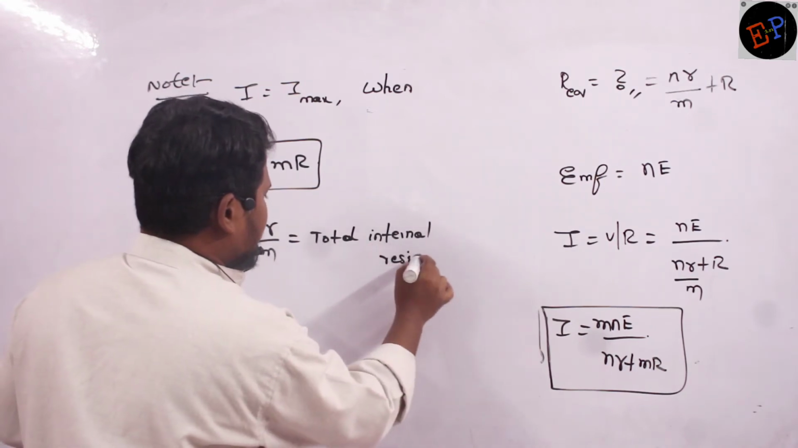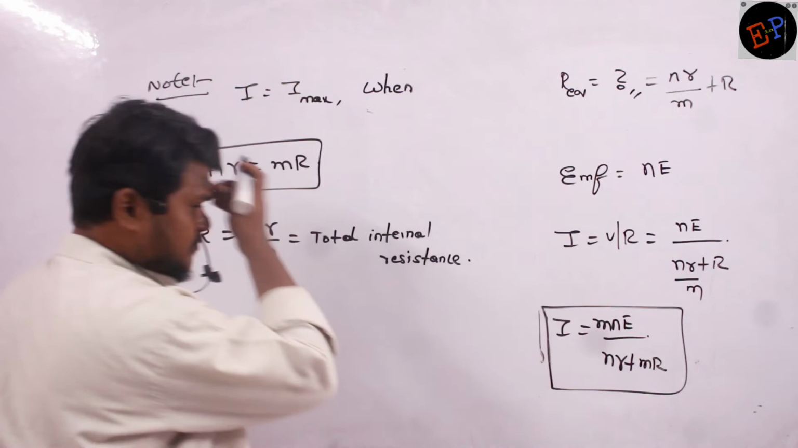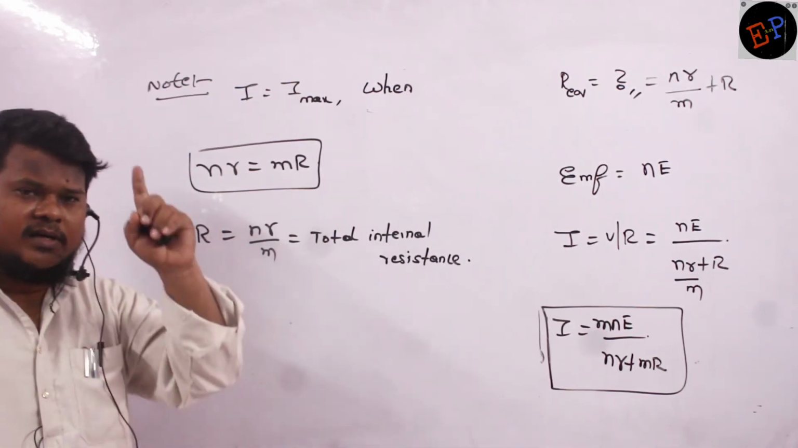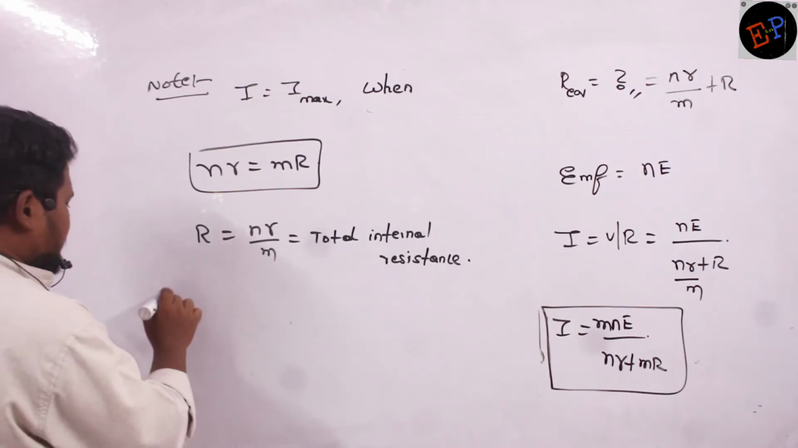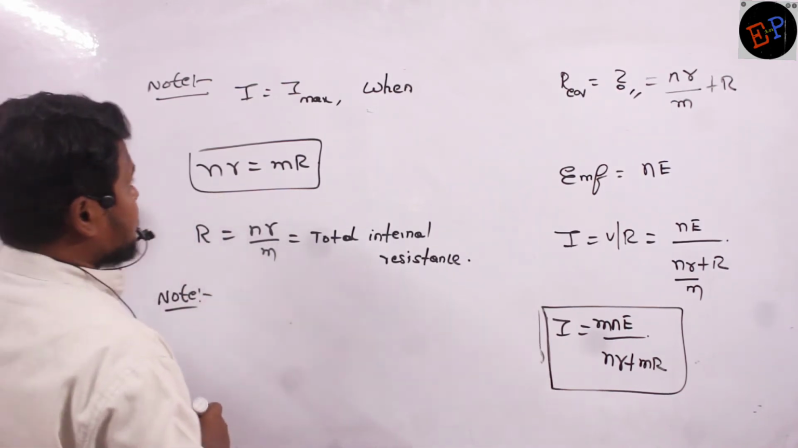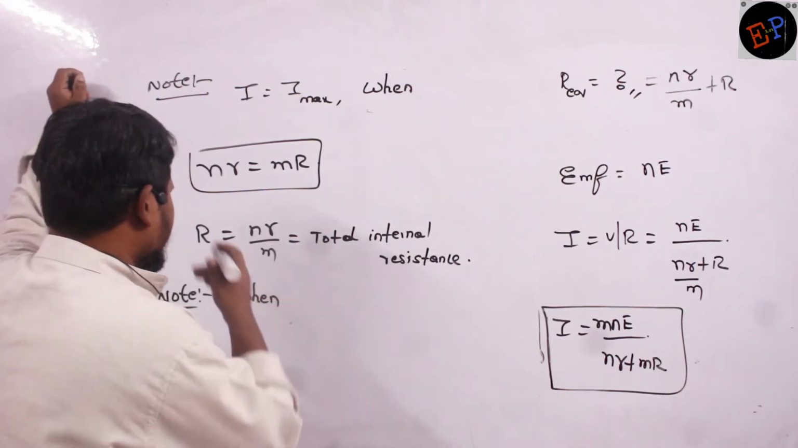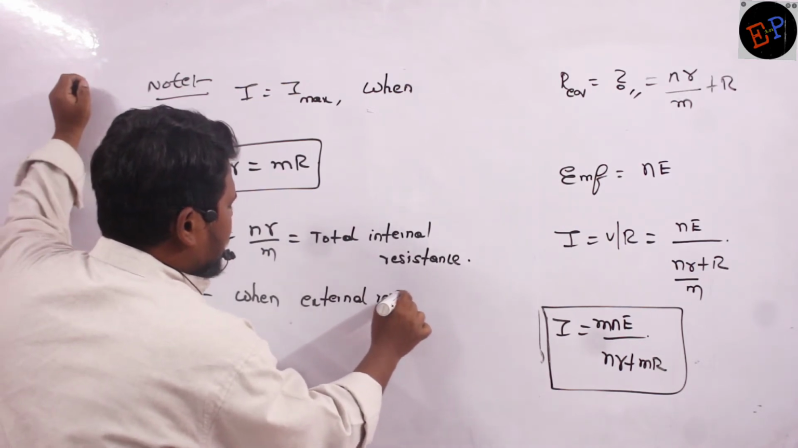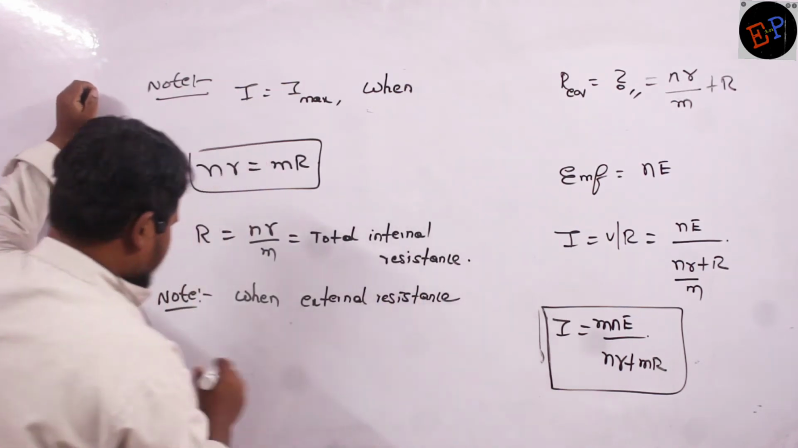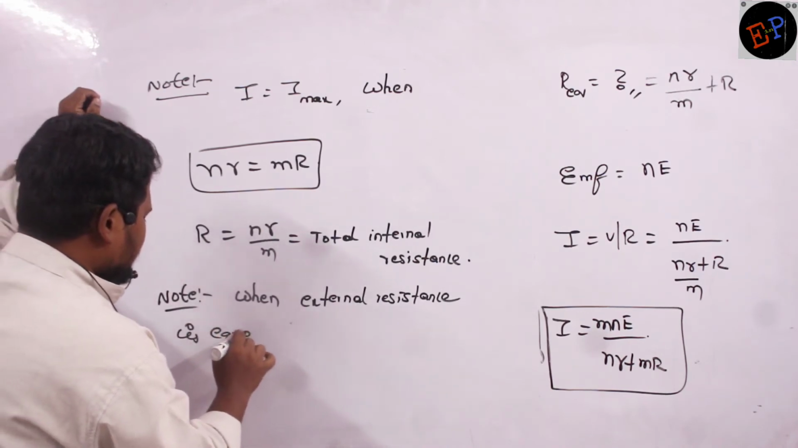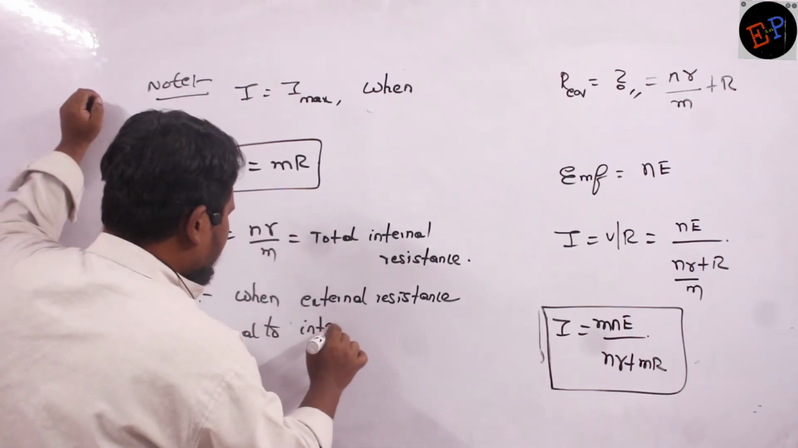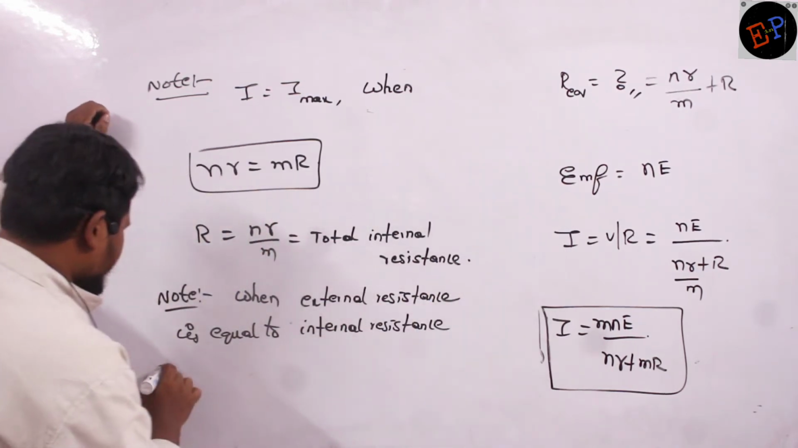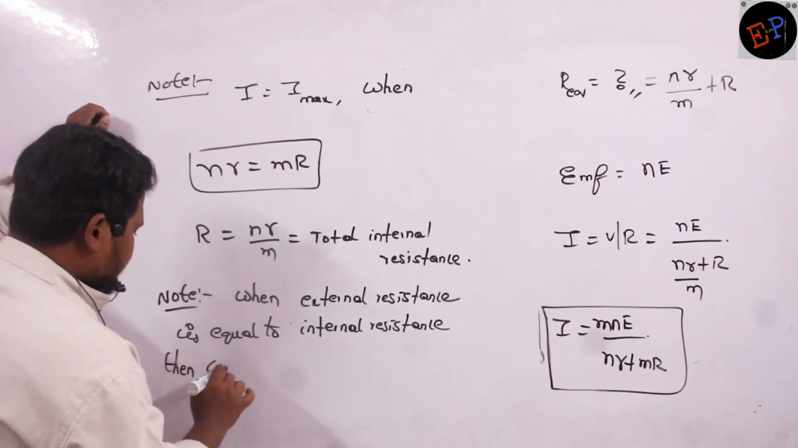So when you look at the statement, at which condition will the current be maximum? When external resistance is equal to internal resistance, then current will be maximum. Clear? So what is the note point I have to write? Note point is that when external resistance is equal to internal resistance, then current will be maximum.